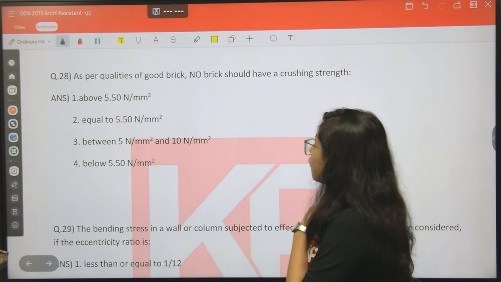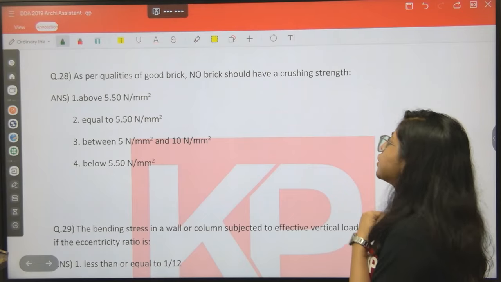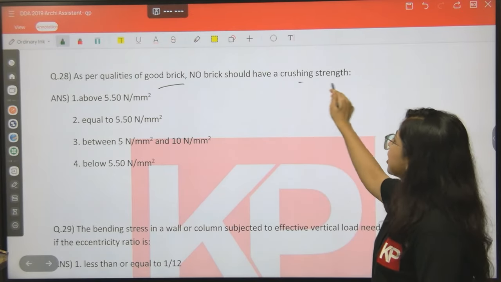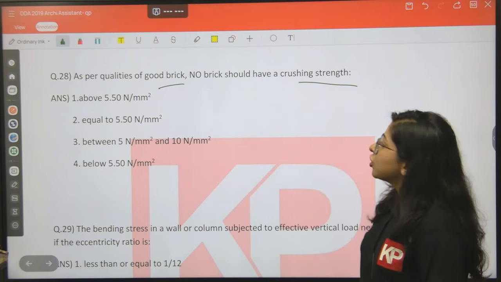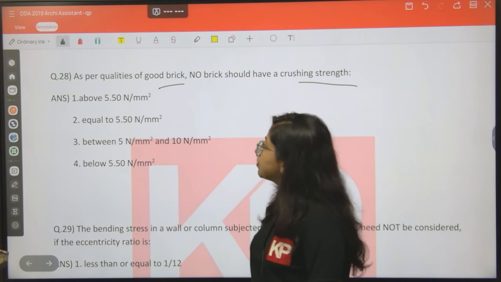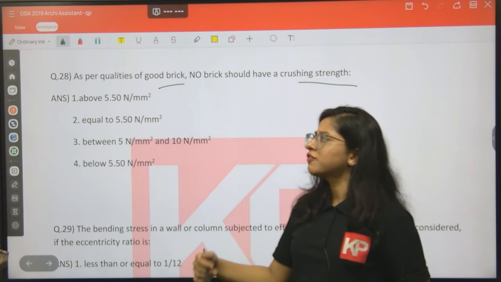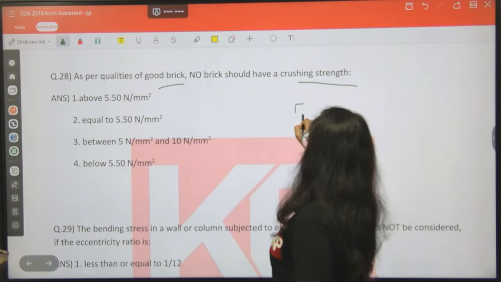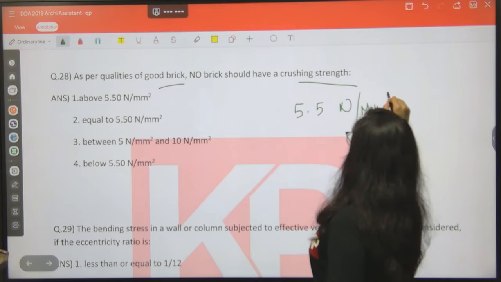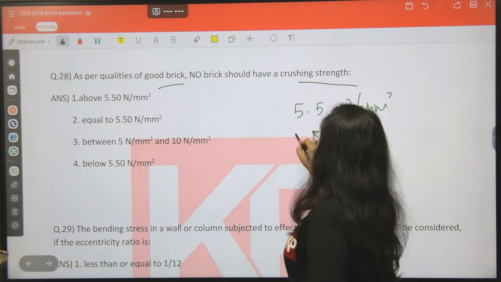As for quality of a good brick, no brick should have a crushing strength... Okay, so they are asking you, as for quality of a good brick, what is the crushing strength of a brick? No brick should have a crushing strength of above 5.5 newton per meter square. Like, see, 5.5 newton per mm square or 5.5 megapascal also, we got it.